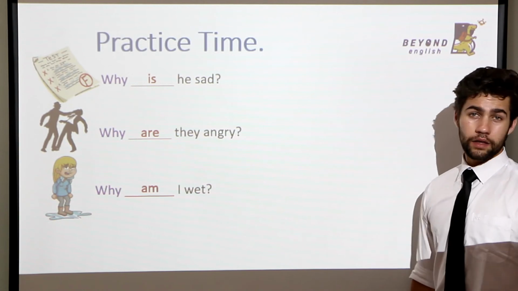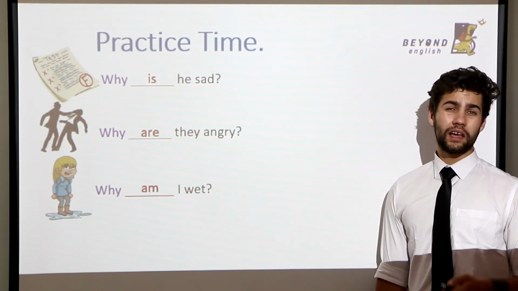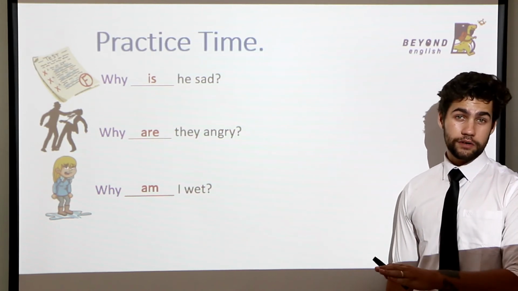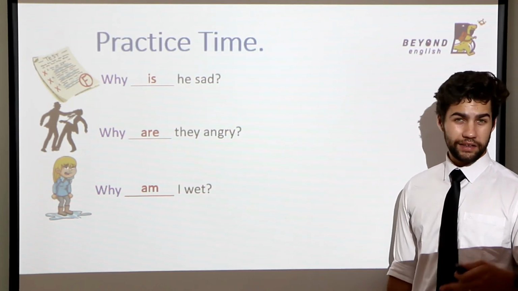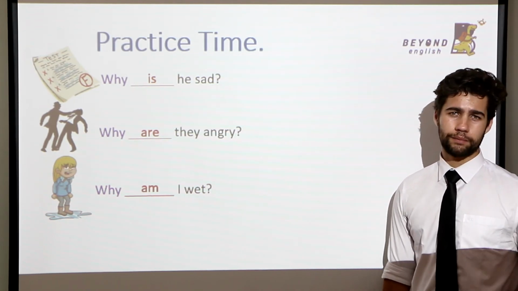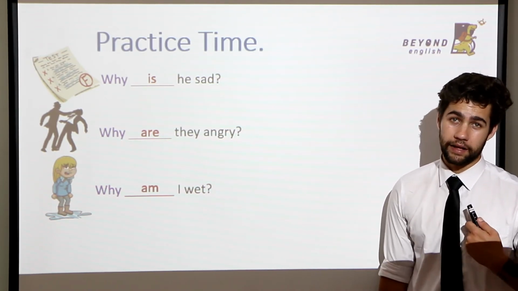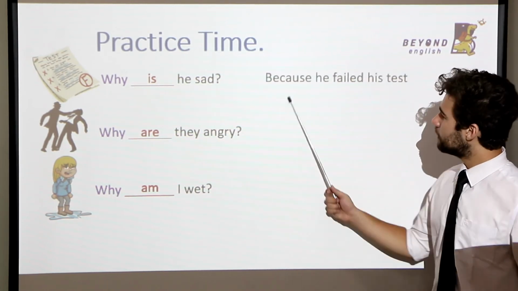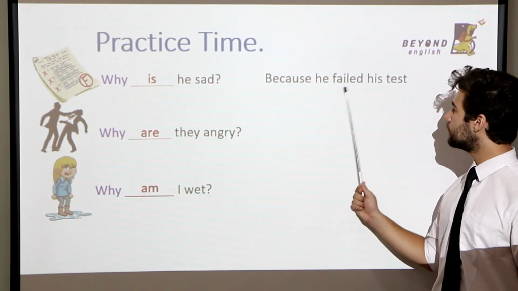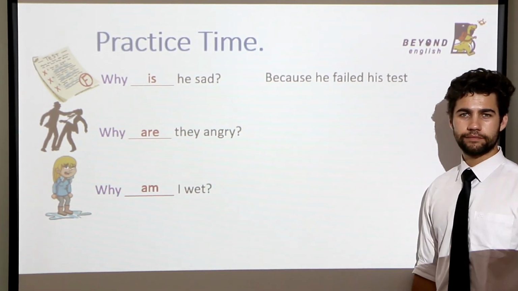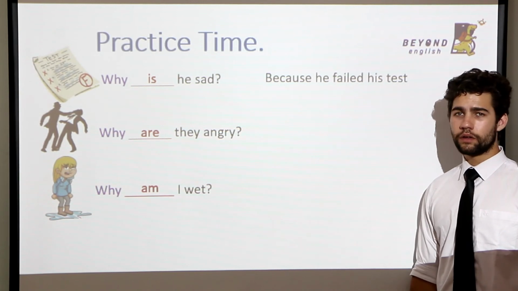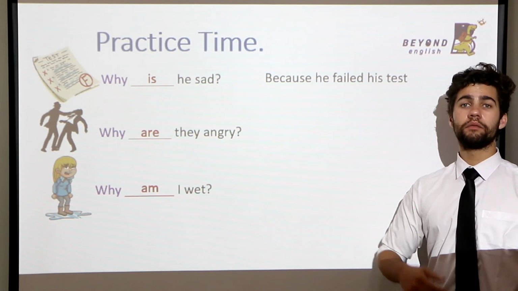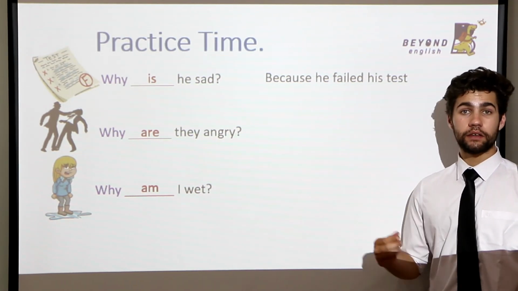Okay, welcome back. So, this one was a lot more difficult. So, if your answer is different, it is okay. No problem. Let's take a look at my answers. So, why is he sad? Because he failed his test. Good. Now, we make a full sentence. He is sad because he failed his test.